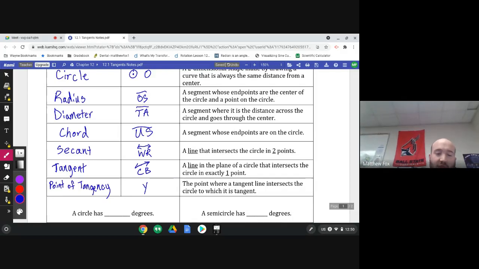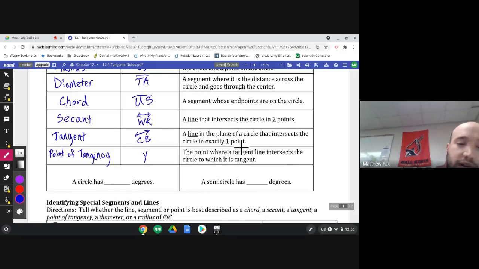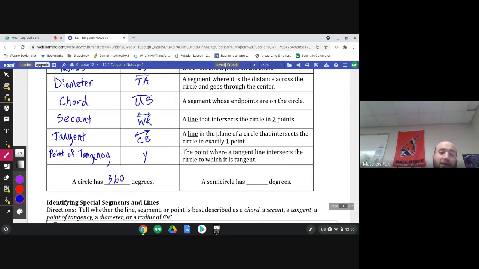Okay, now the next one, a circle has blank degrees. I'm hoping many of you have heard this before. You know it's 360 degrees. Now this next one you might not be sure of, but just think about what semicircle means. Semicircle, that's going to be 180 degrees.